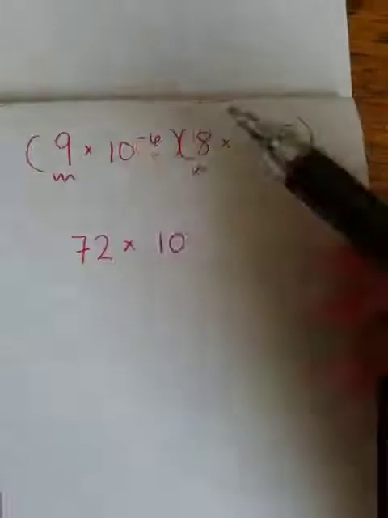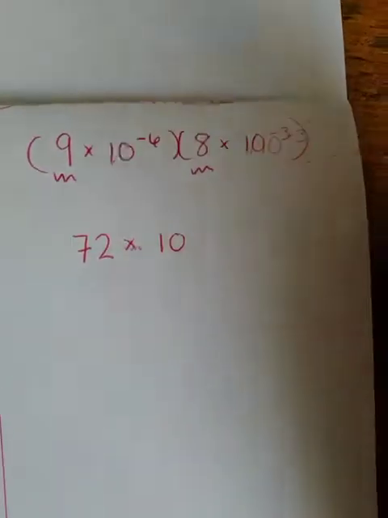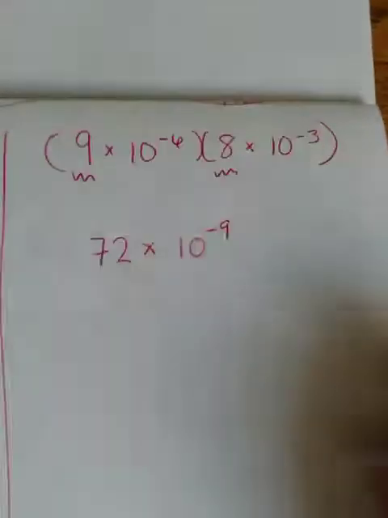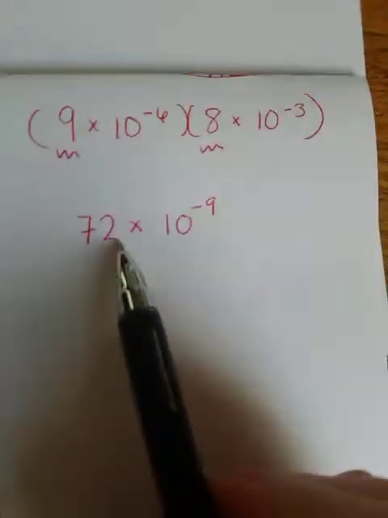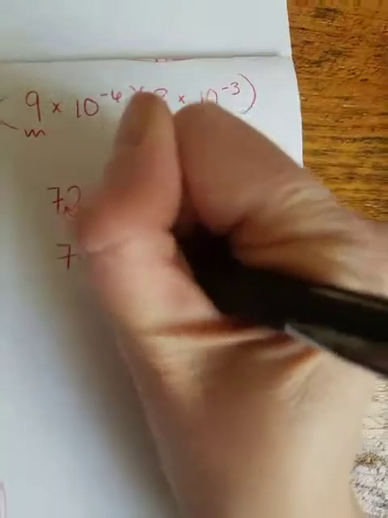Let's look at another one with multiplying. So just as in the previous examples, we multiply 9 times 8 to get 72. And then when I'm multiplying numbers with the same base, I keep the base and add the exponents. So negative 6 plus negative 3 is negative 9. Again, this is not in scientific notation because this first number here is not between 1 and 10. Your decimal point is right here. We have to move it once to the left to become 7.2, which is between 1 and 10.